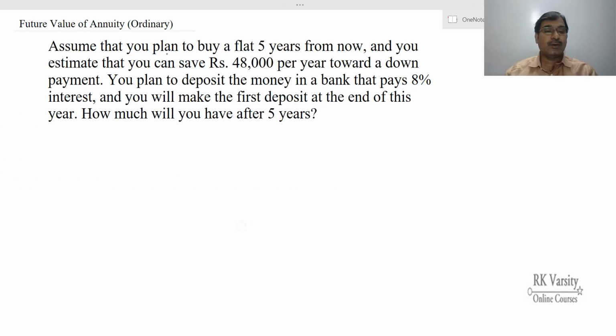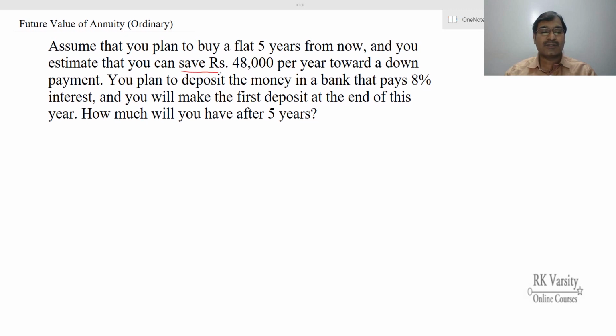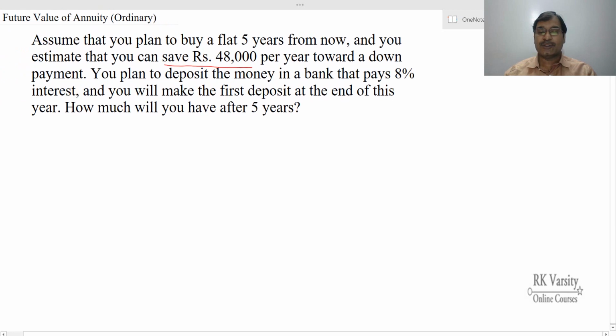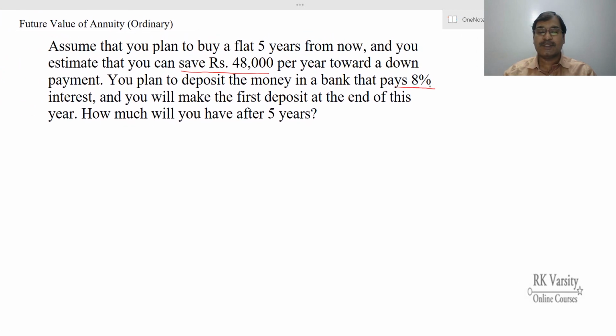Here is a scenario given to you. You plan to buy a flat 5 years from now and you save rupees 48,000 per year. Then you deposit in a bank which pays you interest of 8% and your deposit is for 5 years.